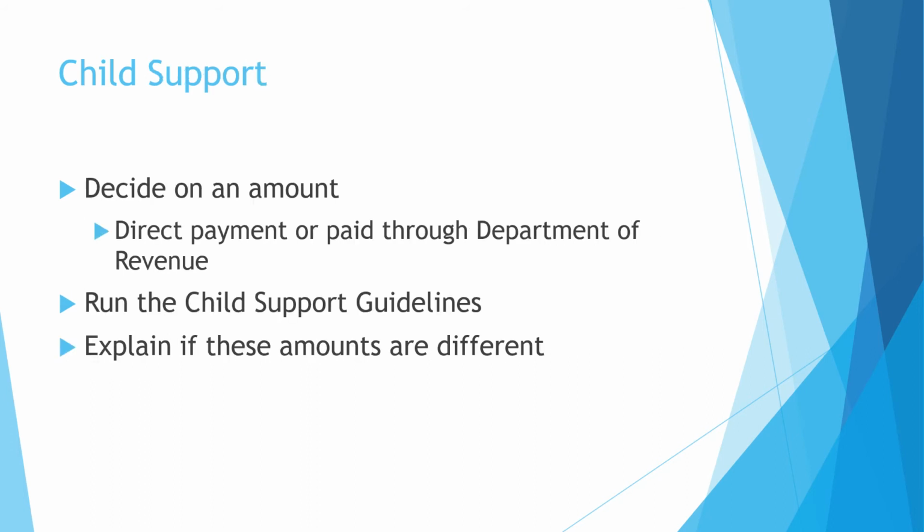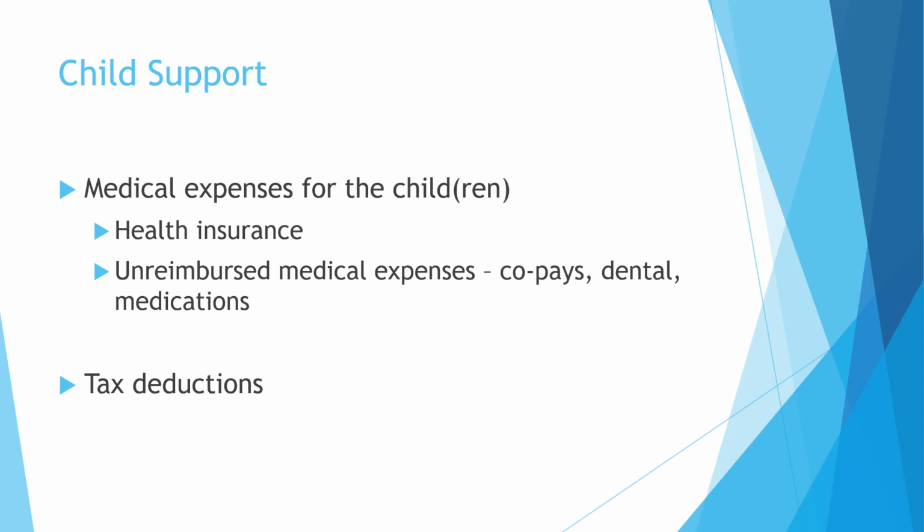Usually, the non-custodial parent pays child support to the parent who has the child most of the time. Run the child support guidelines to see what the guidelines would set as child support. You can decide on any amount, but if the amount does not match the child support guidelines, you will need to give the judge a reason. The current child support guidelines say that the custodial parent will pay for the first $250 in unreimbursed medical expenses, and the parties can agree how any amount over $250 will be split between them.